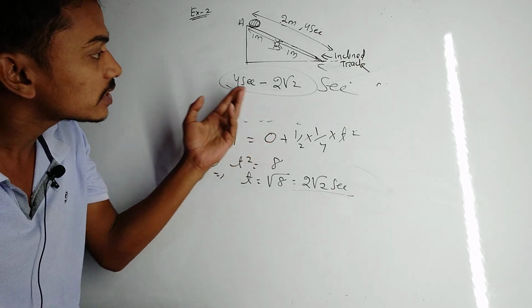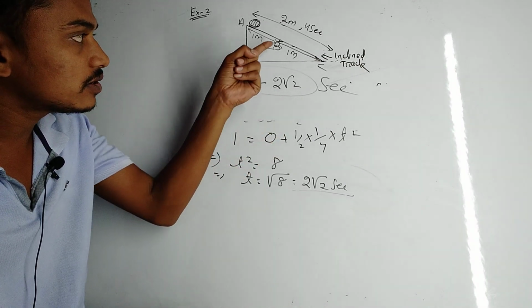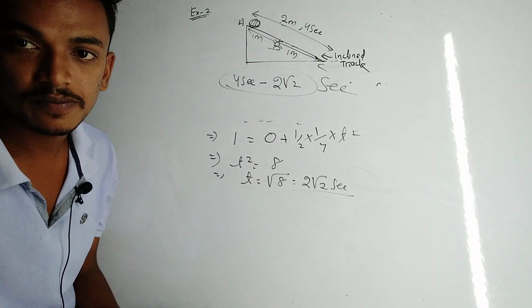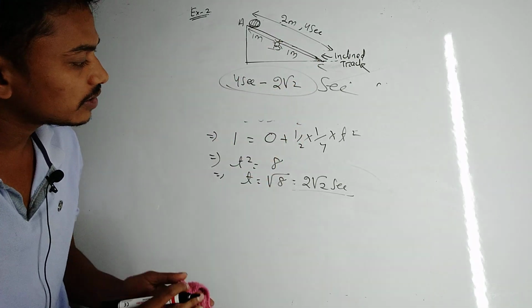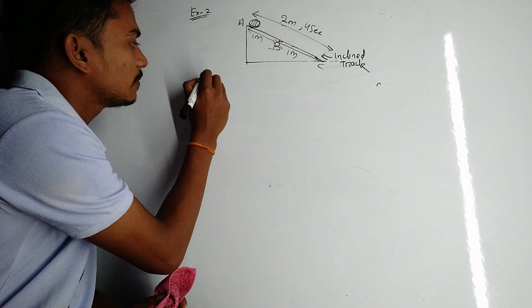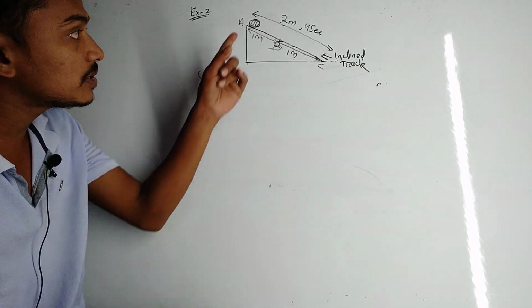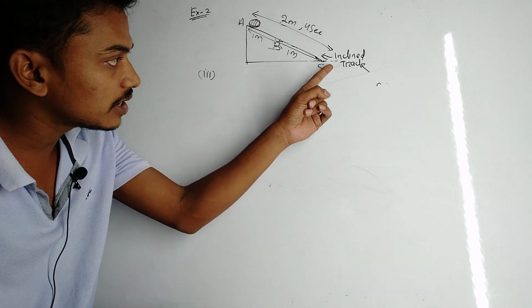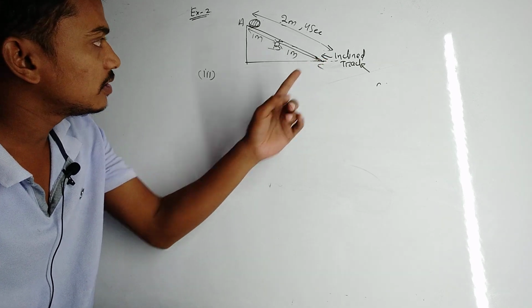4 minus 2 root 2 seconds is the time required to cover the second meter of the path or track. Okay, and the third bit was: what is the speed of the ball at the bottom? Here, what will be the speed of the ball?